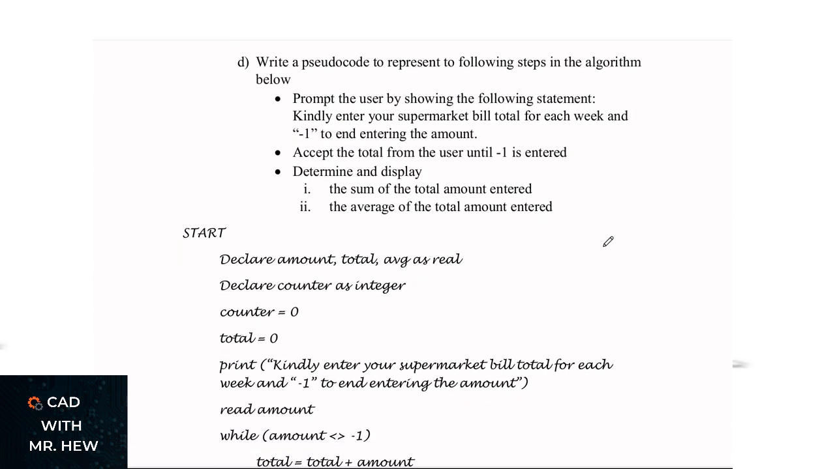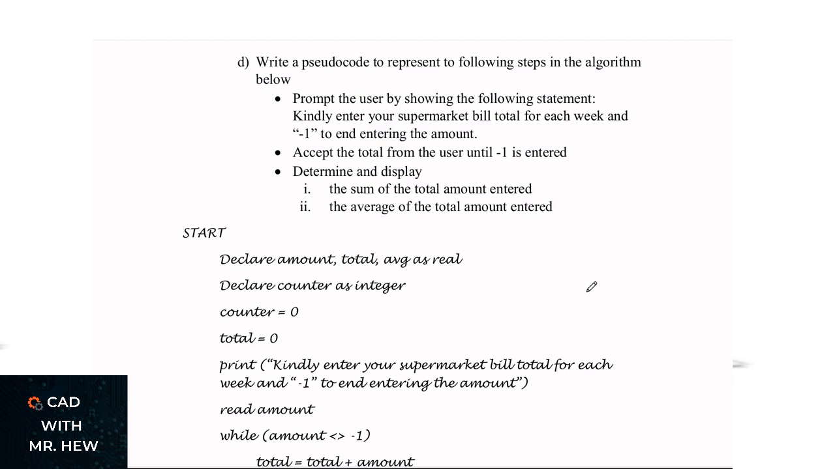All right. Write a pseudocode to represent the following steps in the algorithm. So it says prompt the user by showing the following statement: Kindly enter your supermarket bill for each week and type -1 to stop entering the amount. The second step, accept the total from the user until -1 is entered. 3. Determine and display the sum of the total entered, and the average of the total entered.